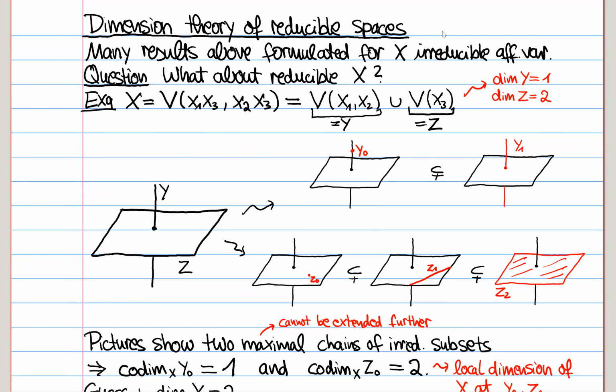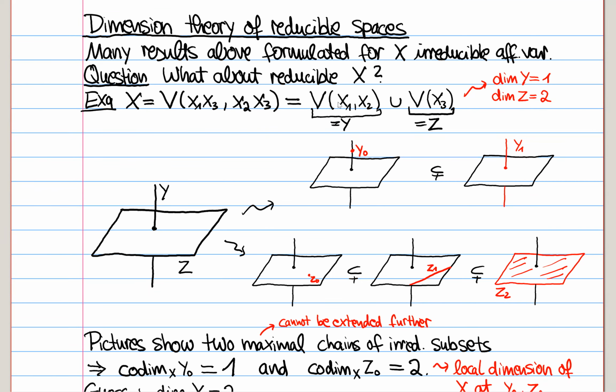for seeing some results about dimensions of irreducible affine varieties in the last video. Now I wanted to have one video which explains about the dimension theory of reducible spaces, in particular reducible affine varieties. So in that setting, some results are not as nice as the results for irreducible spaces, but still it can happen in practice that you encounter a reducible space and then you still need to be able to work with it.